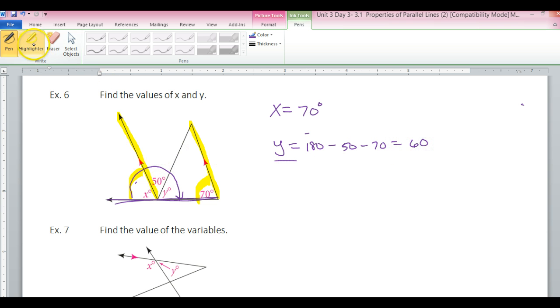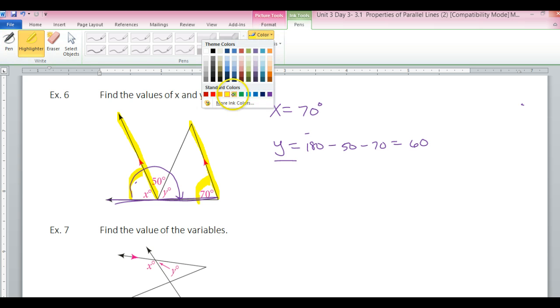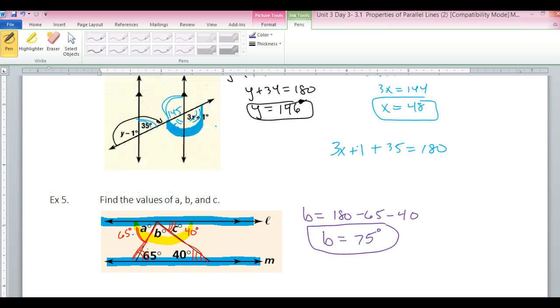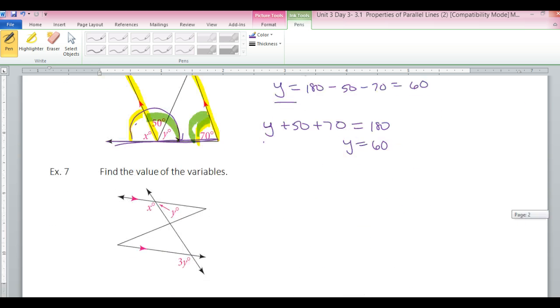The other way is to know that, let me change the colors here, that these two angles put together and this angle here, they have to add up to 180. So another setup to find Y is to do Y plus 50 plus the 70. These are same side interior angles, so they have to add up to 180. When you solve for Y, you get 60 degrees. So there's a couple different ways to approach that problem.